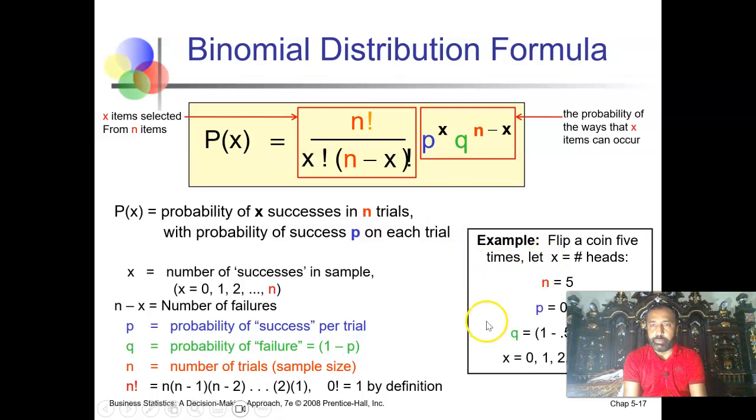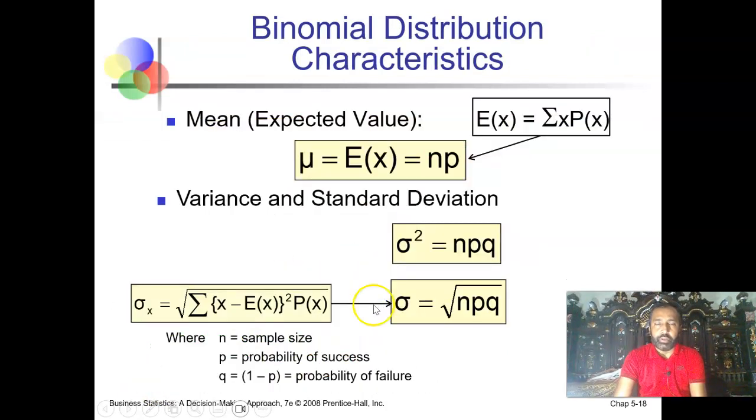With the same example, if we flip a coin 5 times and x is the number of heads, so n will be 5. The probability will be 0.5, because a coin has either head or tail. So, probability of getting head is 0.5, probability of getting tail is 0.5. So, p and q both are 0.5. So, x can be 0, 1, 2, 3, 4. These are the possible outcomes.